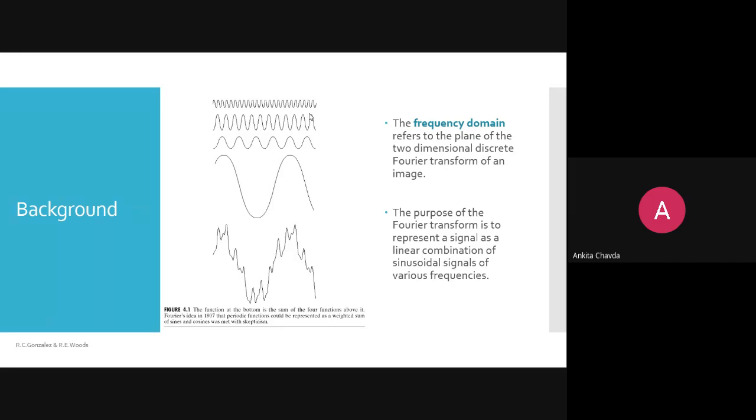High frequency, okay. And this is your low frequency. The purpose of the Fourier transform is to represent a signal as a linear combination. This is your combination. This is your Fourier transform, right? Here is the combination of all these sine wave signals of various frequencies into one.